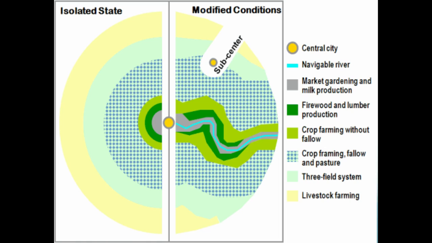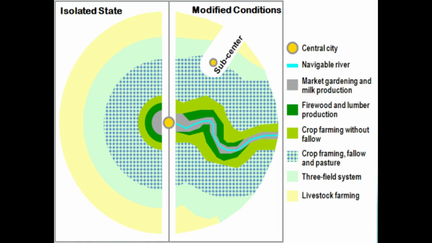You have the yellow dot in the middle, the central city, and the first ring is milk production and market gardening. You can do that type of agriculture on very minimal land. Market gardening would be flowers, greenhouses, the plants, vegetables and fruits you can grow in a very small space. If you don't need a lot of space and you can get a lot of money for your product, then you may be able to afford to be closer to the city.